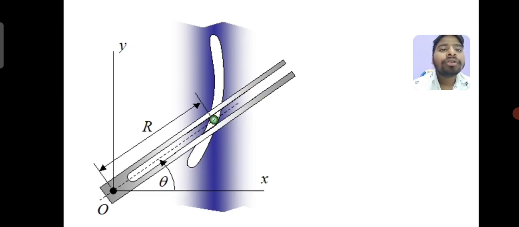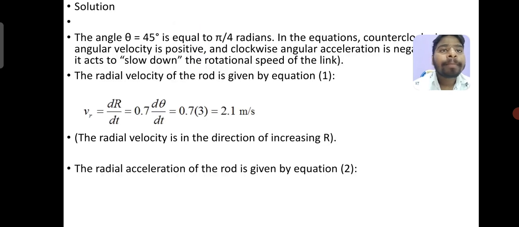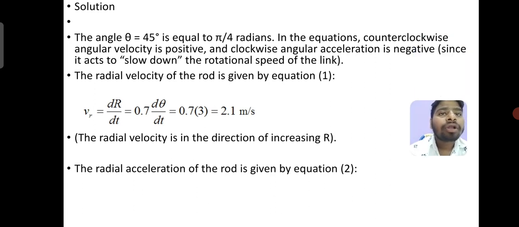Here you must observe the figure given. For the solution, the angle theta equal to 45 degrees is equal to pi by 4 radians. In the equation, counterclockwise angular velocity is positive and clockwise angular acceleration is negative, since it acts to slow down the rotational speed of the link. The radial velocity of the rod is given by equation 1. Vr equal to dr by dt equal to 0.7 d theta by dt equal to 0.7 times 3 equal to 2.1 meters per second. The radial velocity is in the direction of increasing r. The radial acceleration of the rod is given by equation 2.